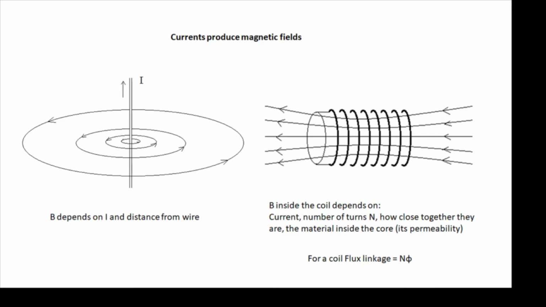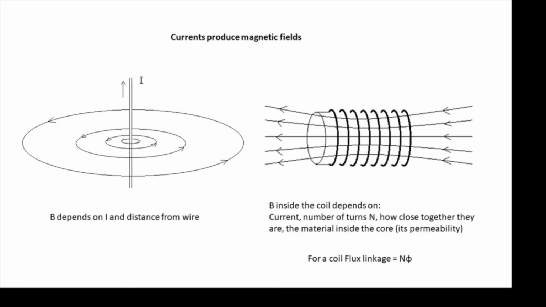If we wrap our wire around a tube to make a coil, and we put a current through that, then we get a much stronger field. And the strength of the field inside the coil will depend on the current, the number of turns, how close together the turns are, and the material inside the core: the permeability of the material inside the core.